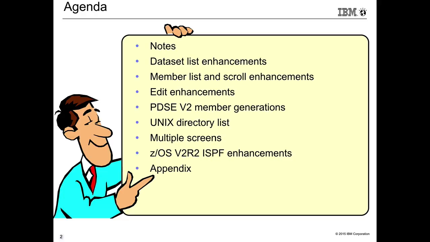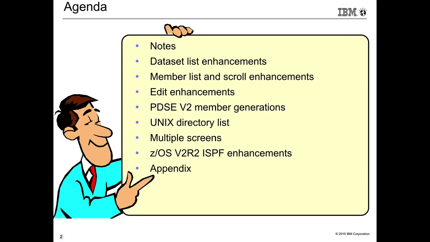Getting on into the agenda here, we're going to have a couple brief notes up front, and then we're going to go into a set of topical areas related to ISPF. The first 6 of those that you see, beginning with dataset list enhancements and going down through multiple screens, are all things that you should be able to do today, at least if you're on V2R1. Probably somewhere around half of the things that we'll talk about are available as new features in V2R1.